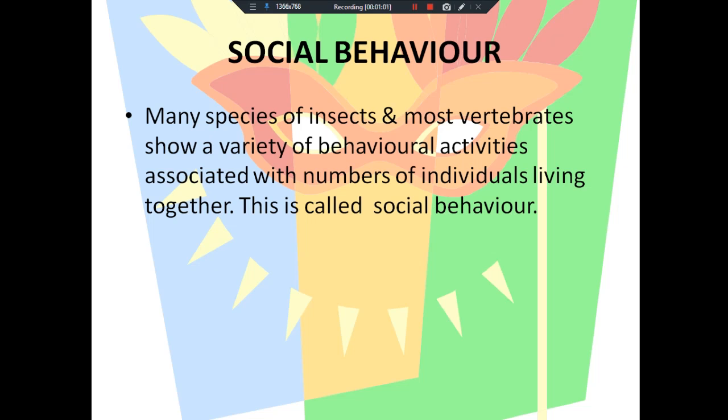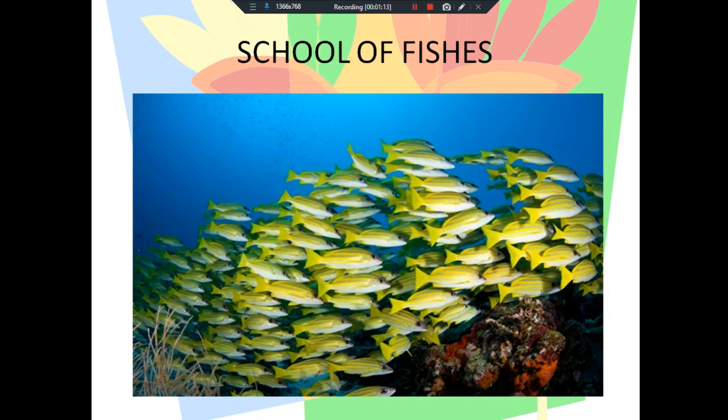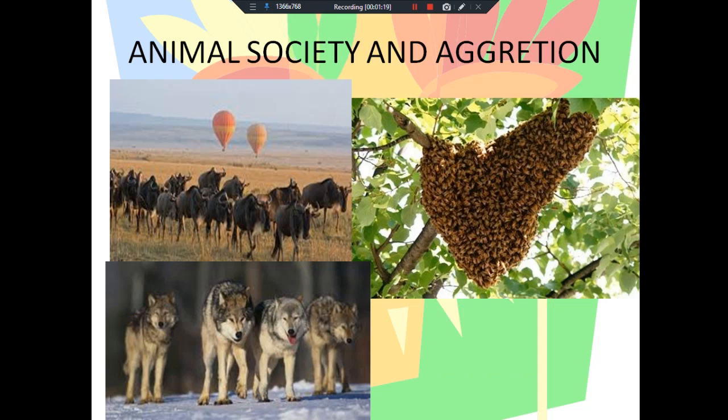Many highly social animals form tightly knit colonies and include all ants and termites, some bees and wasps, and a few other organisms. This is school of fish social behavior. Animal society and aggregation. What is the difference between aggregation and a society?